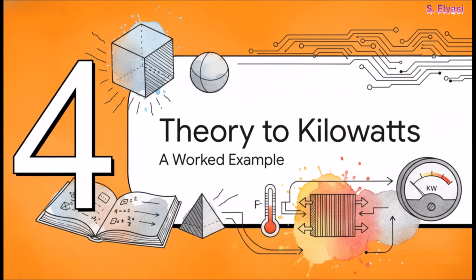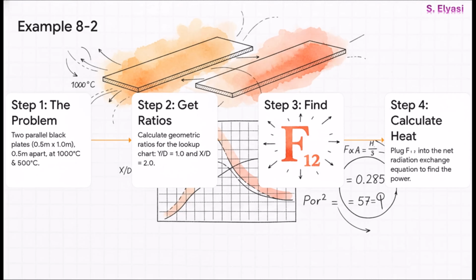All right, enough theory. Let's put this into action. We're going to take a classic problem and go through the exact steps an engineer would to turn geometry and temperatures into a real number, a number with units of power. So here's our setup. Two parallel plates, a slightly different geometry, but the process is exactly the same. They're called black plates, which is just engineer speak for a perfect emitter, 100% efficient. One plate is at a blistering 1,000 degrees Celsius, the other at 500.